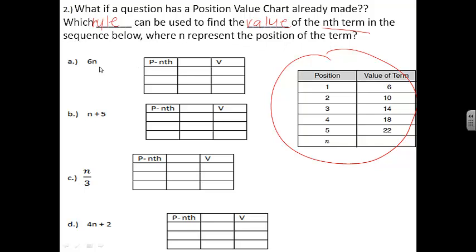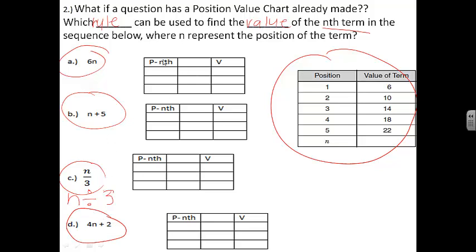But all it's asking is, here are my answer choices. Is it 6n? Is it n plus 5? This one, it's a fraction, is n divided by 3. Or is it 4 times n plus 2? Okay, here's my answer choices. Now, I already set these tables up for you, which you would have to do on your own, but since it's notes, I set it up for you.